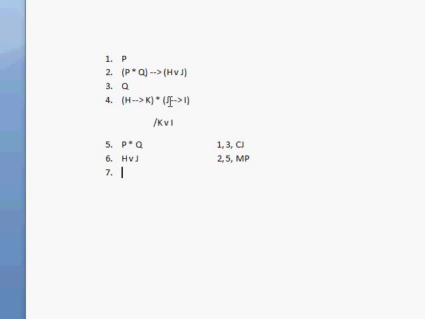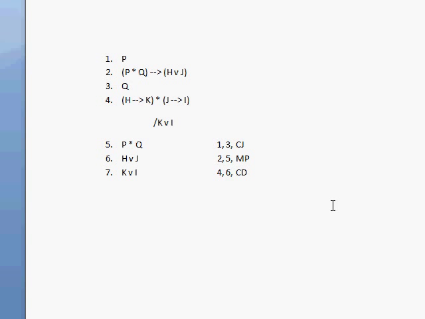Another thing I see, looking at the conclusion, gives me the idea that I'm going to have a constructive dilemma, because I see that it's K or I, which I'd get if I have H or J. And I look down here at my premise 6 and I see that I do have H or J. So it means that I'm going to be able to get the conclusion, K or I, and I'm going to get that through 4, 6, constructive dilemma.